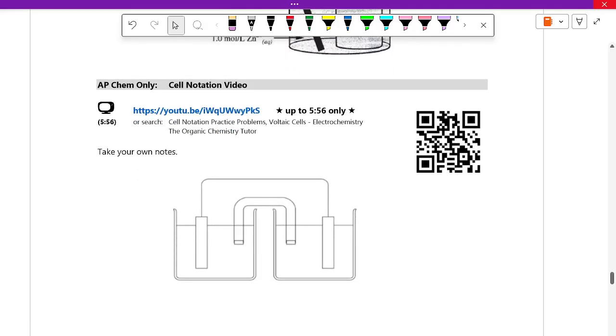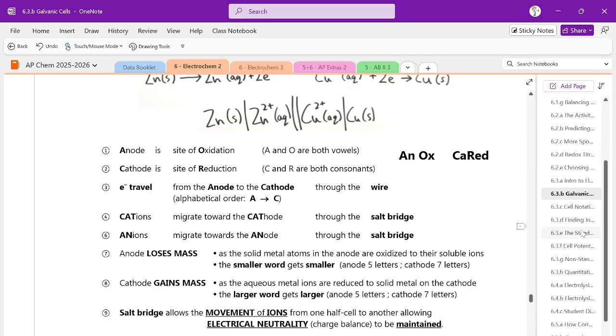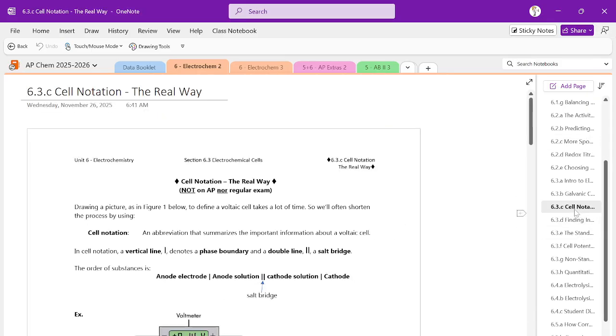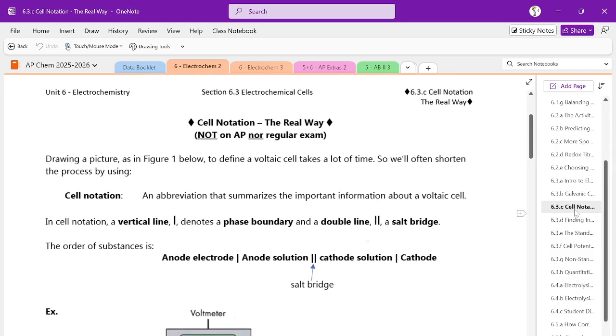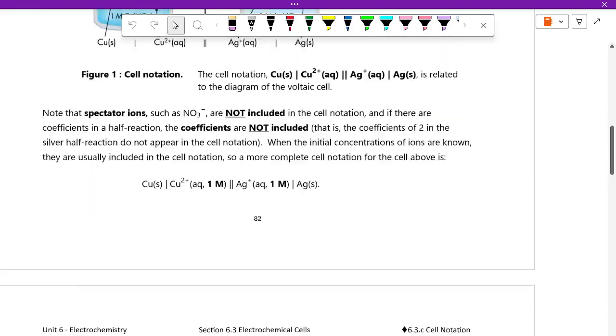Cell notation. Shall we take a look at the little video? Did you watch the video on cell notation? Anybody? One person, two people. Okay. Well, actually, we can go to the next page. We can go to 6.3c, which is on page 82.